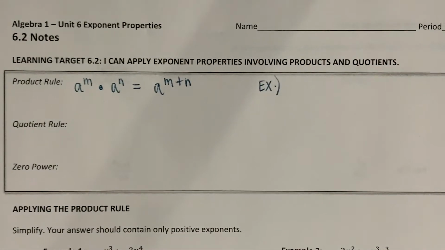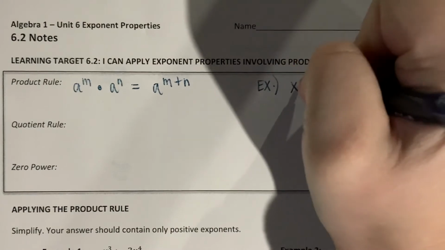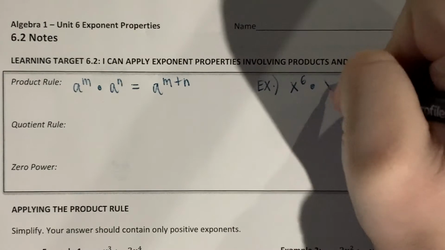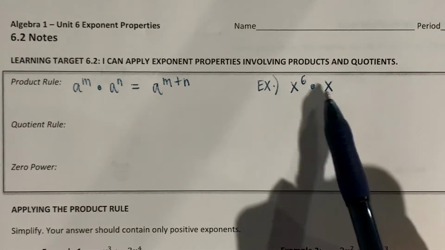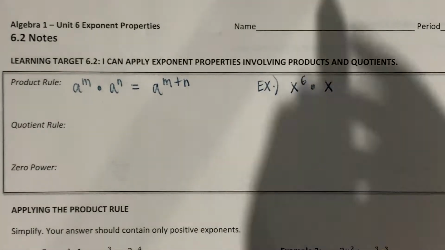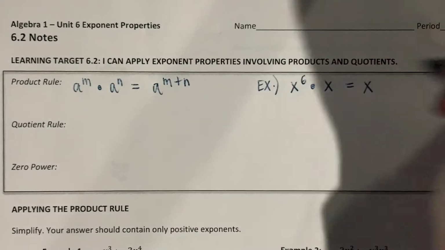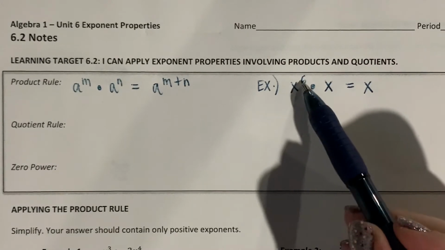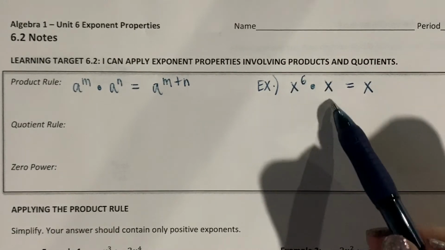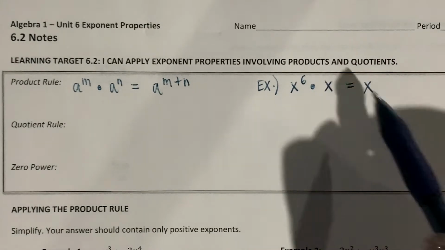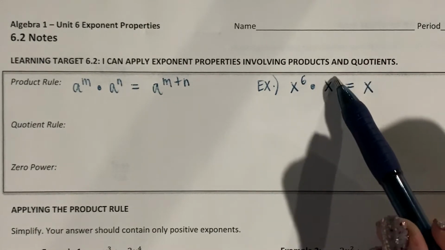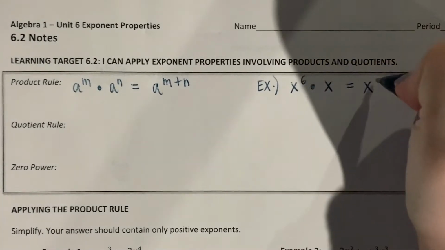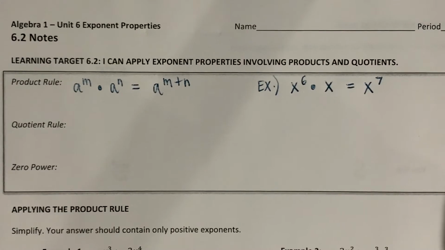Might seem a little funny writing it generic like this with letters, so maybe a more helpful example would be to use some numbers. So let's say we had x to the 6th power times x. So notice they have the same base x, and so for that reason, we will continue with the base x, and we will add the exponents. So here I have x raised to the 6th power, and here I have just an x. Anytime you have just an x, this is like saying x to the 1st power. So we would have 6 plus 1, or x to the 7th power.